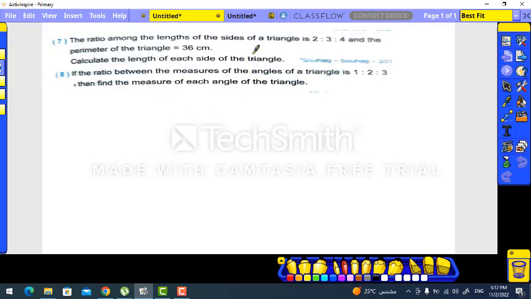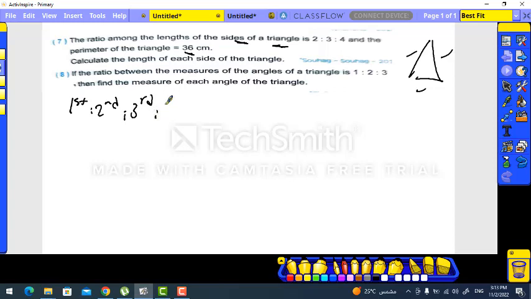The ratio among the lengths of the sides of a triangle is 2 to 3 to 4, and the perimeter of the triangle is 36. Mister, can here I divide the perimeter by 2? No, because it's a perimeter of a triangle, and as we know, the perimeter of a triangle means the sum of all lengths of the triangle. So I'll put here first to second to third by the same way, and here sum, here 2 to 3 to 4, and sum is 9, and the real sum here, the perimeter, is 36.